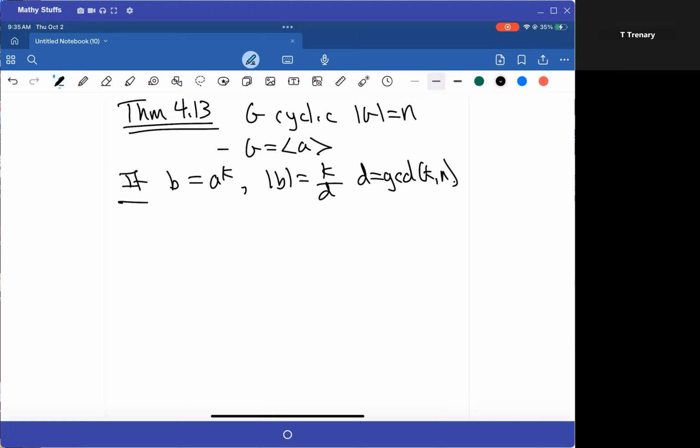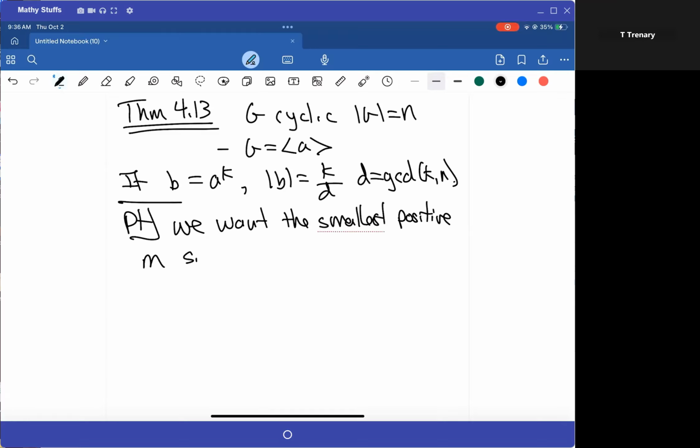So the proof goes like this. And this was the move I missed at the beginning. We want the smallest positive m such that b to the m is the identity. And that's the order of b. That is the definition of the order of b.